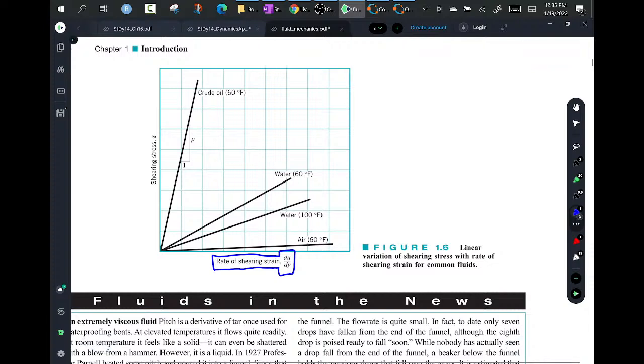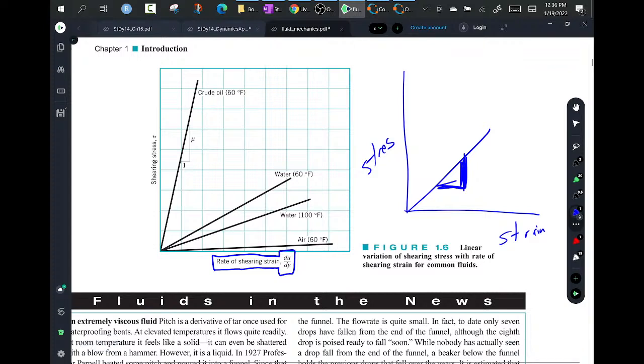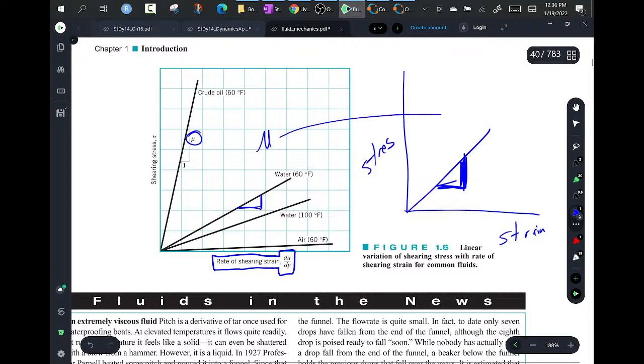Now if you looked at it in mechanics and materials, you might have a material, you might have the strain and the stress, and then the slope would be the modulus of elasticity. Now over here, it's a strain rate and a stress, and the relationship between the two is the viscosity. So viscosity kind of functions in a similar way to modulus here.